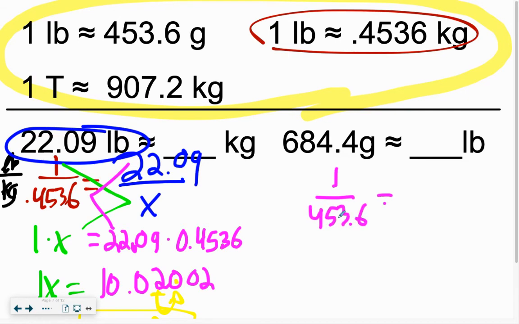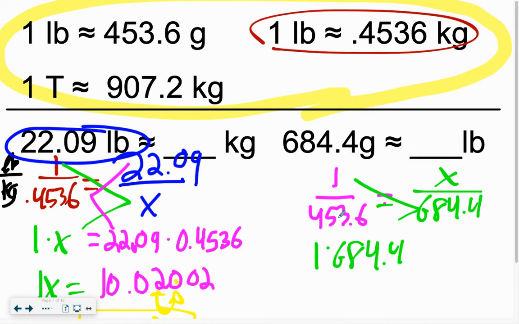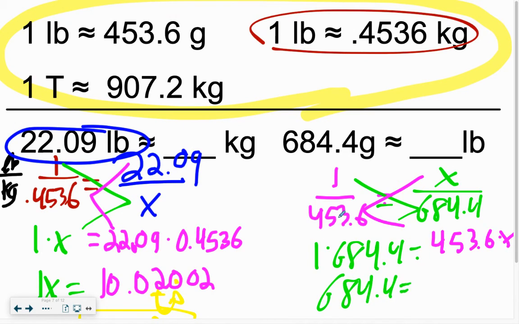Watch the numbers, be very careful. So then you've got 684.4 goes on the bottom. Great, ricochet off. You got those equal to this guy, 453.6 times x, which is 684 and 4/10 equals 453 and 6/10 x. Awesome. Keep going. Divide both sides by 453.6.